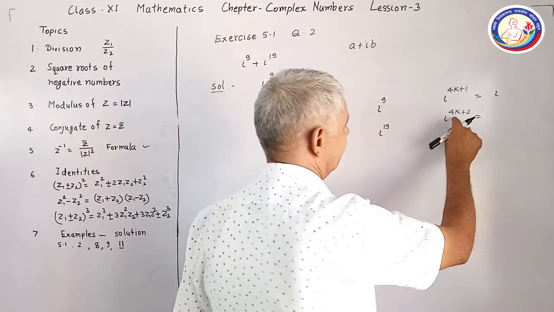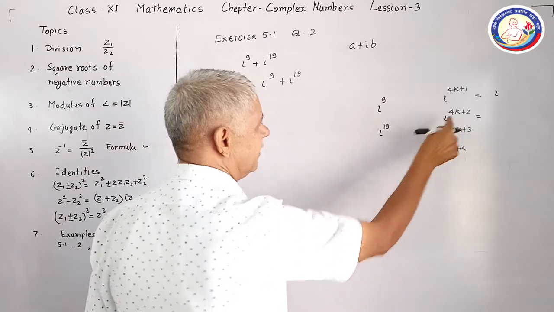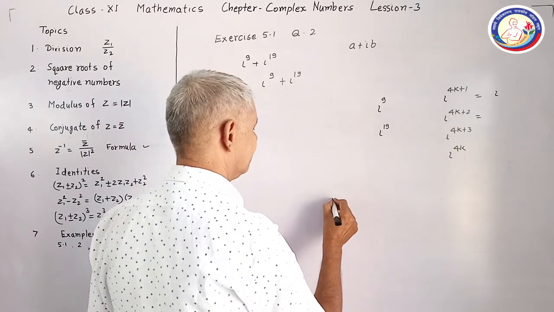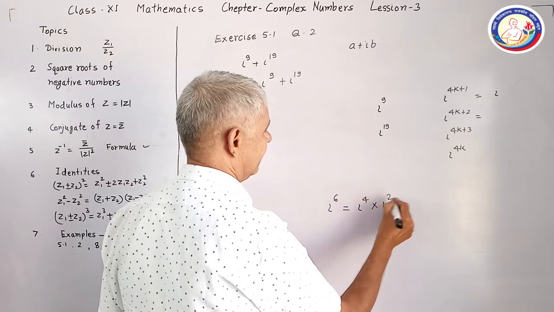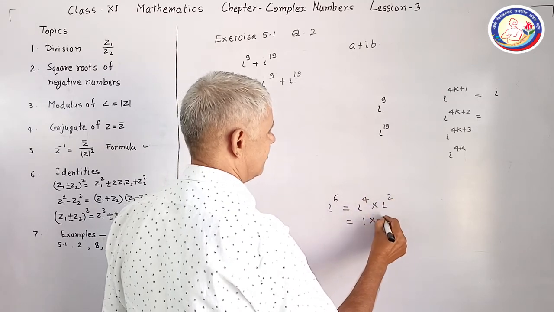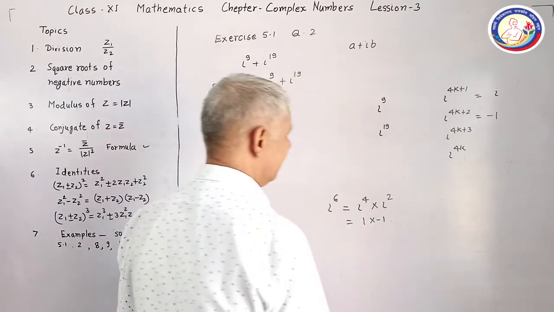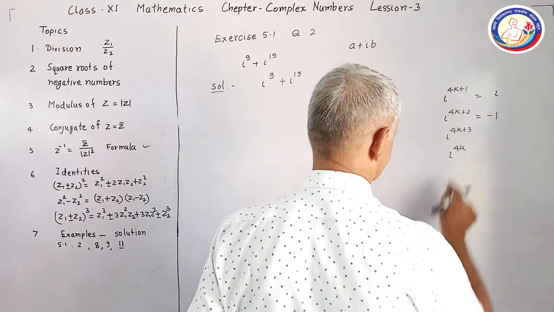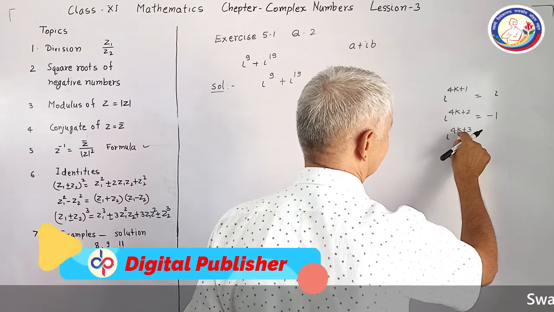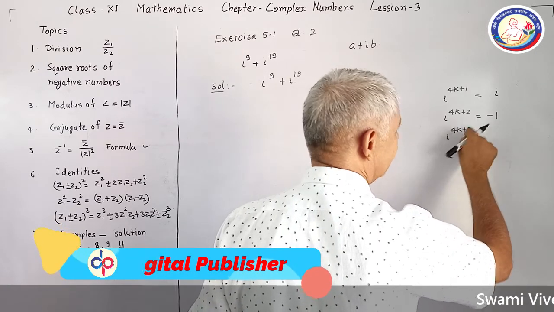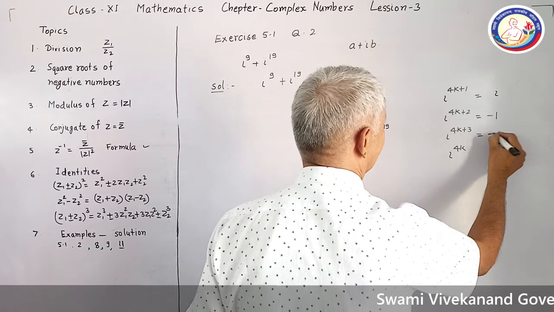And if we have 4k plus 2 form, then what will happen? Just say k equal to 1. I am taking power 6. It can be written as iota raised to power 4 and iota square. It will be 1 into minus 1, so it will be minus 1. Again, if power is 4k plus 3, where k is 0, 1, 2, 3, 4, 5 integers, we have already discussed it. It will be minus iota.